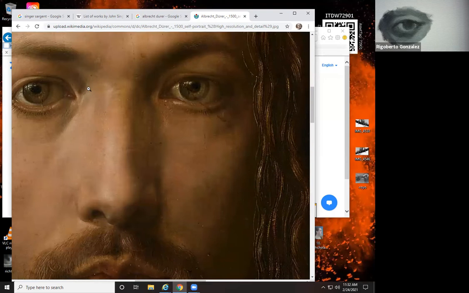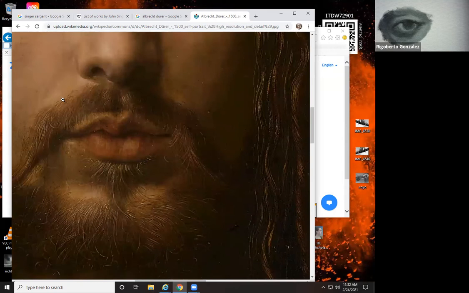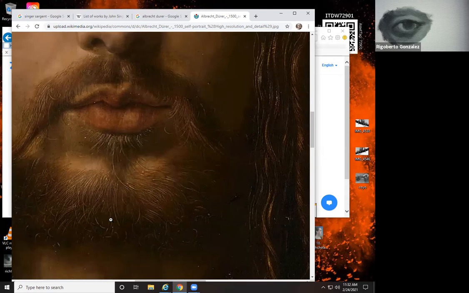You can see, look at the detail. It's ridiculous. And here you see every strand of hair. You see this? And look at his mustache. Look at the fur, like it's a tiny little brush.